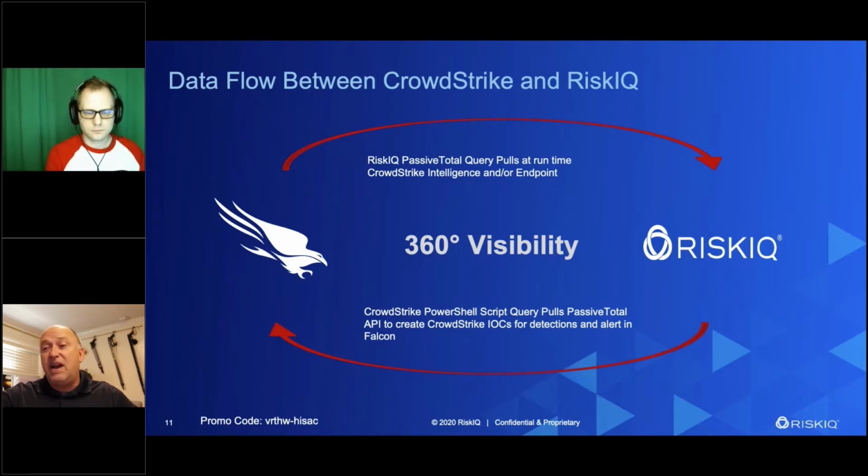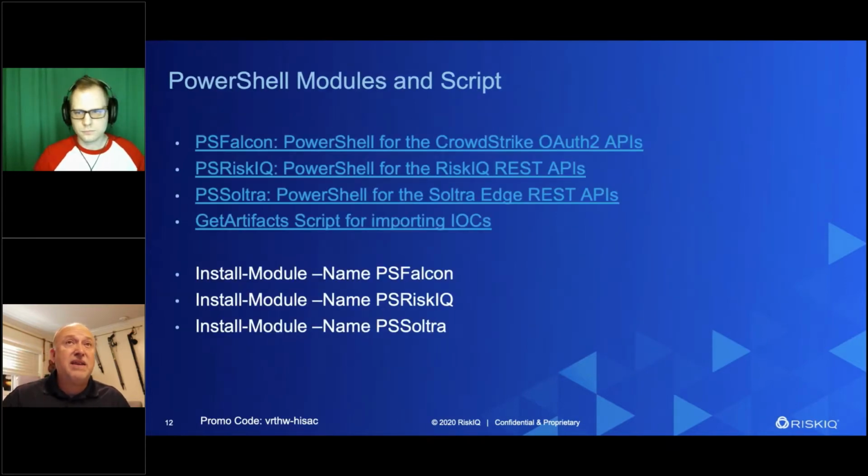So if we found something in CrowdStrike, we can go into PassiveTotal, find new things, and bring it back into CrowdStrike. Or I can go into PassiveTotal and take a public project or a private project, bring those in, or even an article, download the CSV and suck it in, and use that information to see if I have anything that matches. So Brendan, do you want to talk about the different PowerShell scripts that we have here?